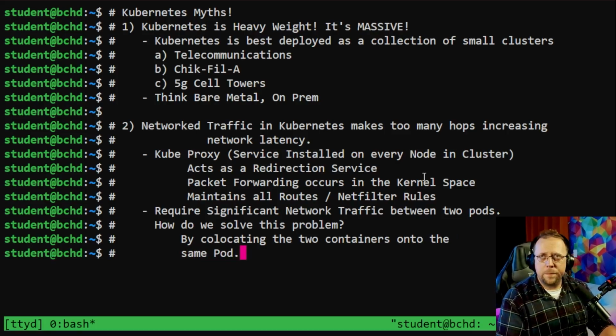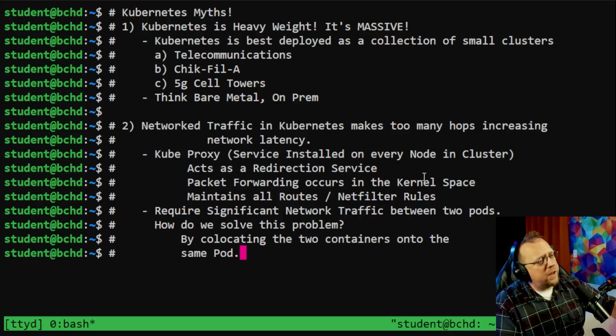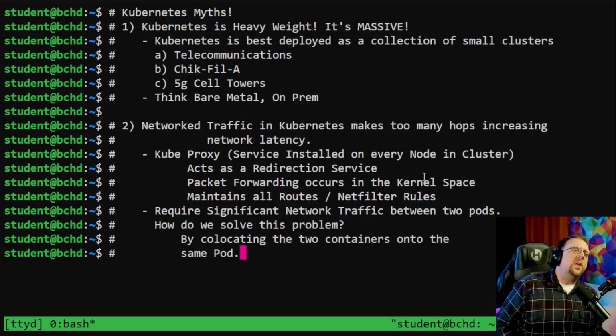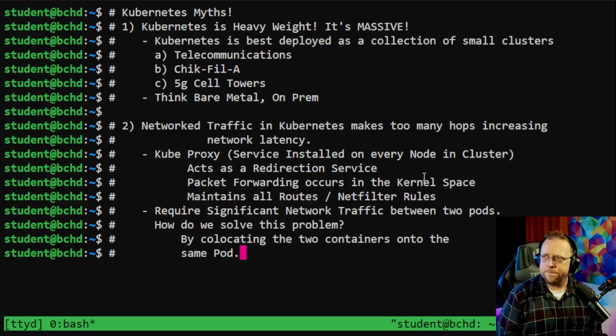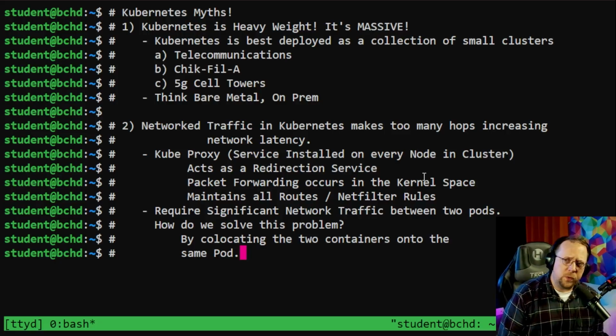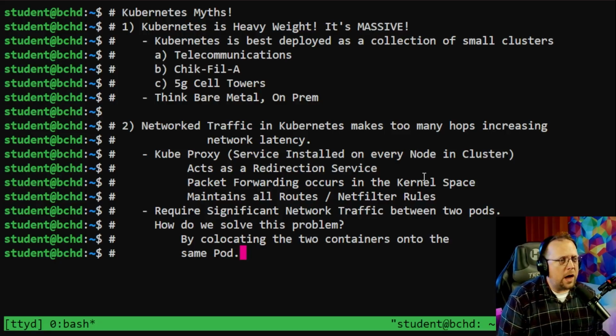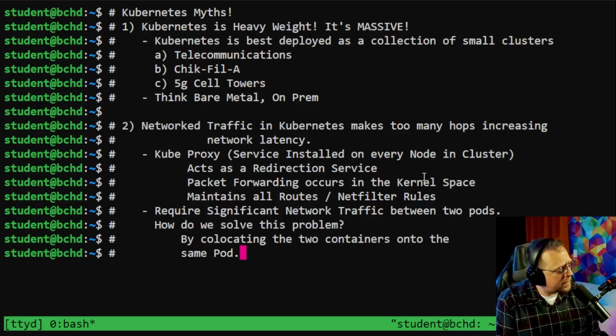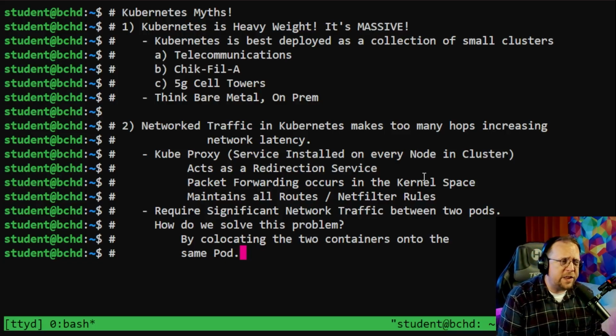Oh. And so network traffic in Kubernetes makes too many hops, increasing network latency. Suddenly sounds like, no, wait a minute. I'm sure some of you who have worked in service-oriented architecture worlds, like I have, could suddenly think of situations in which co-locating containers onto the same pod will suddenly fix the problem. Yeah, it doesn't take too much thinking to get this done.